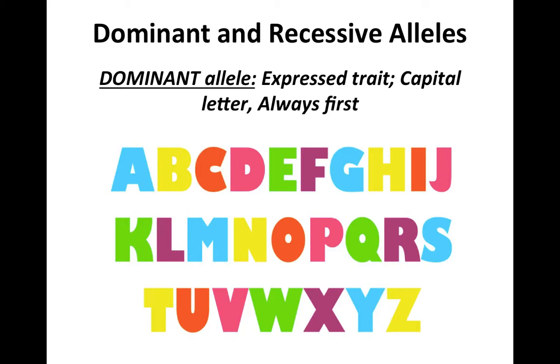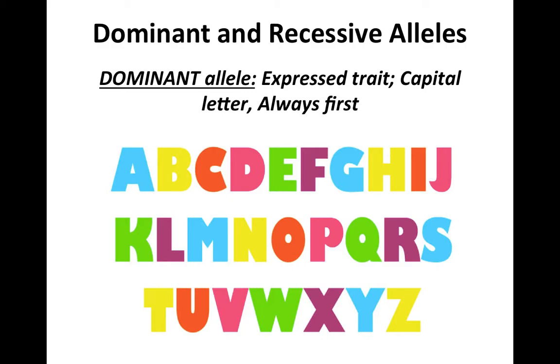And usually, if you have a dominant allele, it's going to show, all right? It's always represented by a capital letter, okay? And it's always going to be first. Now, this always first won't make a whole lot of sense to you, but it will here in a second, okay? So it's the trait that's expressed if it's there. You got a capital letter, and it's always first, okay?